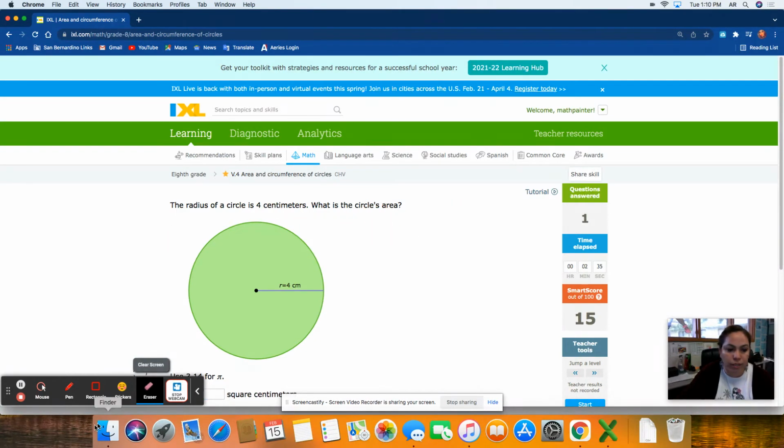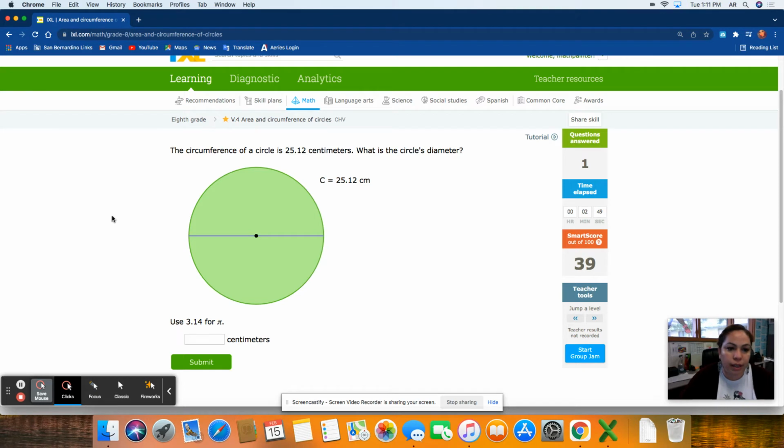All right, next question. It says the circumference of a circle is 25.12 centimeters. What is this circle's diameter? So we have C and we have D for diameter. On the board, I'm going to look at 1, 2, and 3 to see which formula I'm going to use. The formula I'm going to use is number 1, which is C equals pi D. So now I'm going to plug in the numbers. C equals 25.12, so I'm going to plug the C in there.